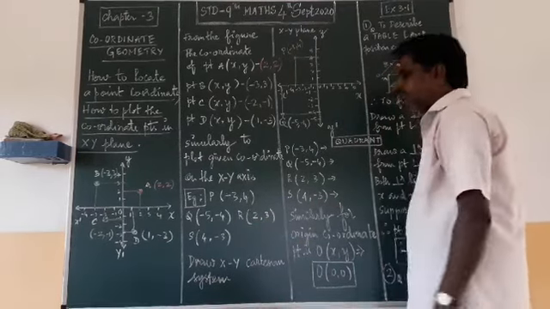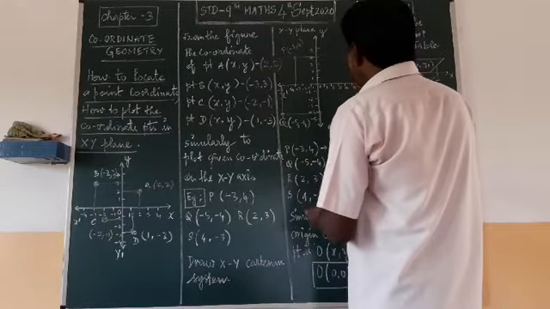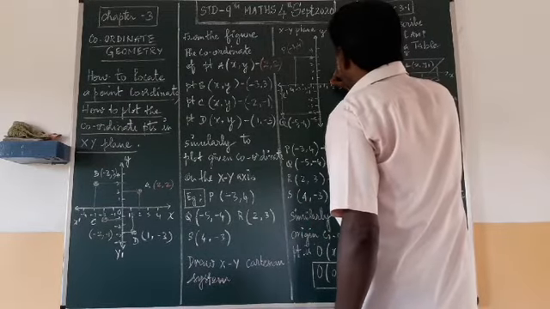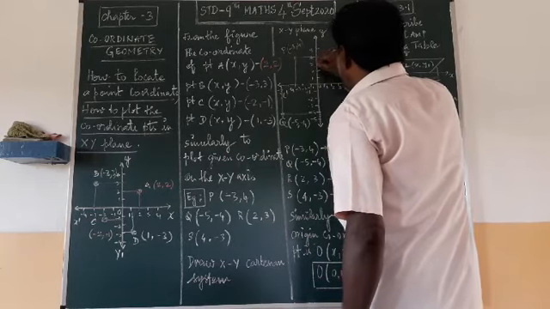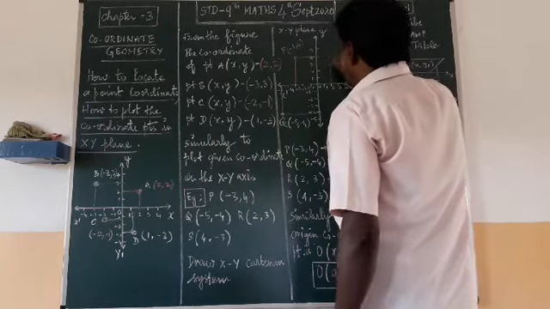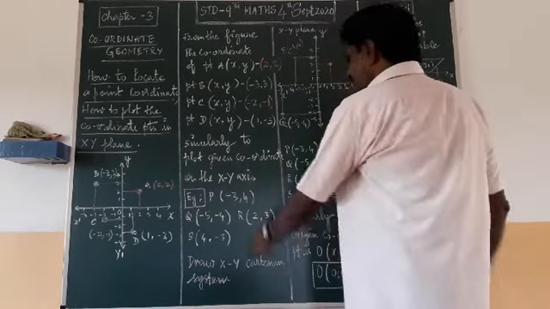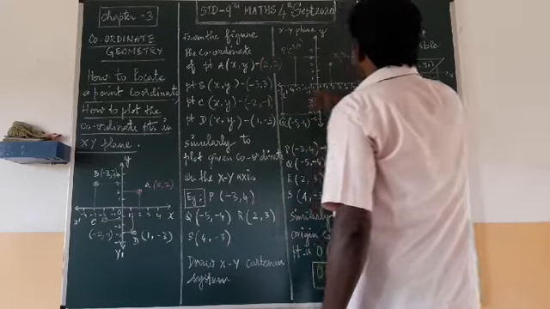What is 2 and 3? Both are positive, so it will be coming here. First value is 2, so 2, I am drawing on vertical line. Then 3, I am drawing on horizontal line parallel to x axis. From 3, both are intersecting here. So that point is the R point. So you have to write R 2, 3.